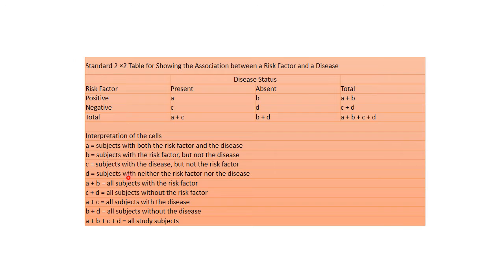Those are the main categories that people can fall into based on both risk factors and disease. When you're looking at the totals, which is important for some of our analyses, A plus B, the positive risk factor row, is all subjects with the risk factor. C plus D is all those people who did not have the risk factor. Looking at the columns, the disease present column is A plus C, those who did not have the disease are B plus D, and finally A, B, C, and D together are all the study subjects you had at the end of the day.